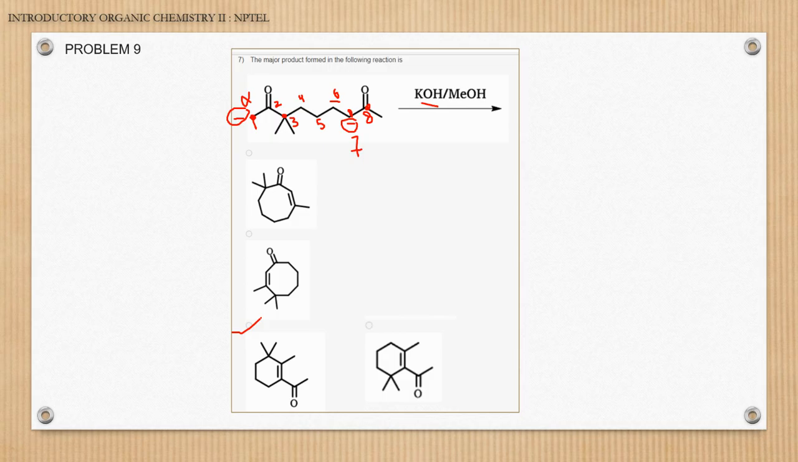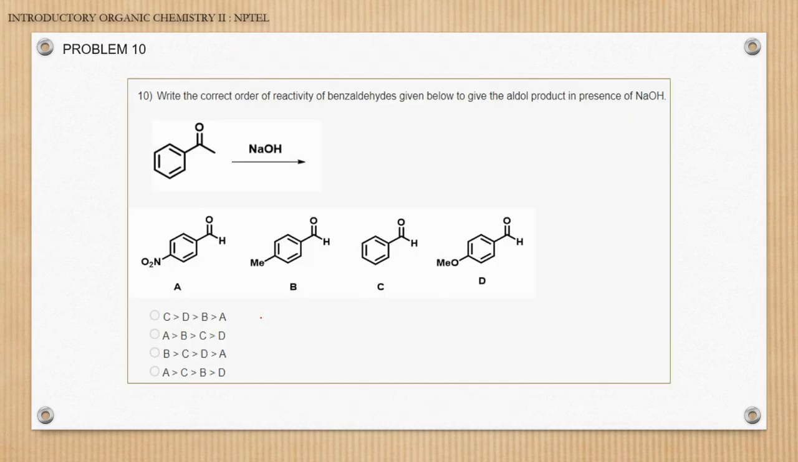Yes, ma'am. Okay, fine. So coming to problem number 10. In problem number 10, they say write the correct order of reactivity of the benzaldehydes given below to give the aldol product in the presence of sodium hydroxide. So basically, they are treating this benzaldehyde in an aldol condensation reaction, and you have to answer which of these four benzaldehydes will react faster to give you a cross aldol condensation product.